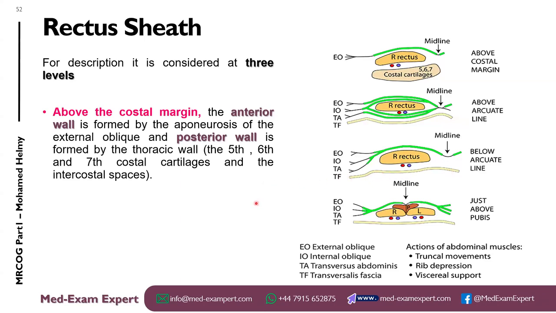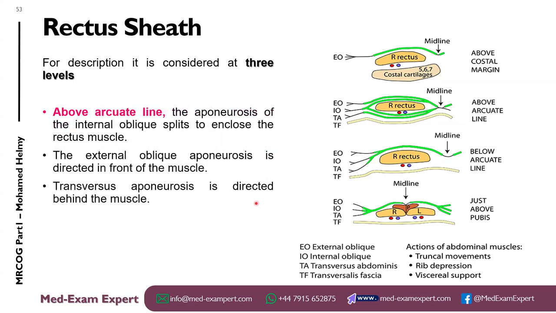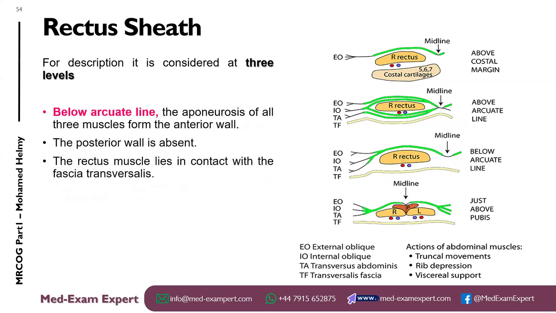So these are the layers of the sheath above the costal margin, from the costal margin to the arcuate line, and below the arcuate line, where the aponeurosis of all three muscles forms the anterior wall. The posterior wall of the sheath is absent. It is only the rectus muscle lying in contact with the fascia transversalis.